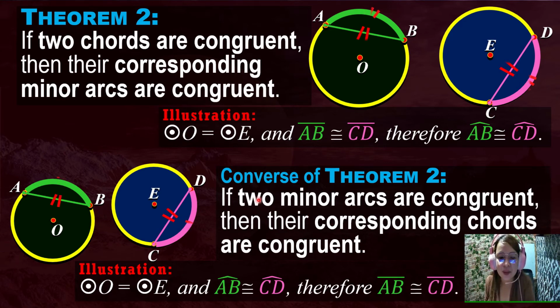Ngayon, pag sinabi naman natin converse of theorem number 2, kabaligtaran naman. If two minor arcs are congruent, then their corresponding chords are congruent. Tulad nito, ano ba yung dalawang minor arc? Ang minor arc ay yung arc AB at saka yung arc DC. Ang arc AB ay congruent sa arc CD. Therefore, segment AB is congruent to segment DC.